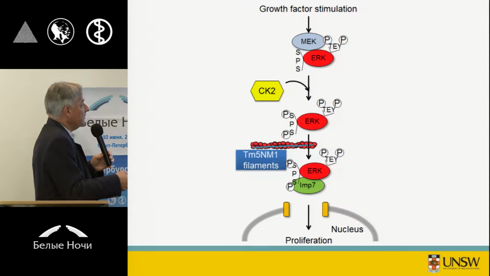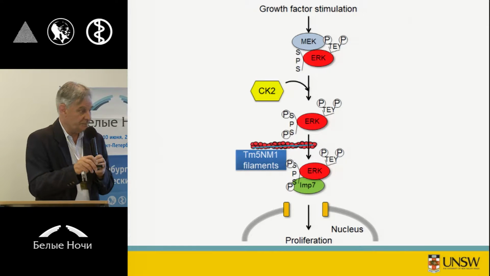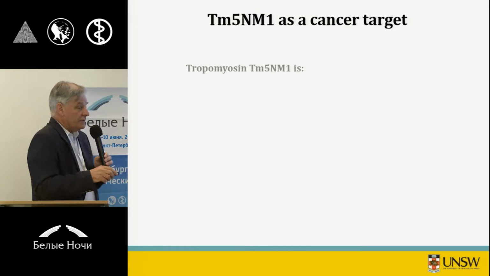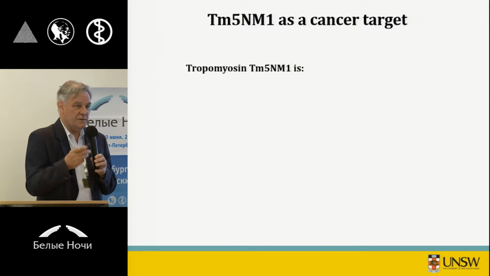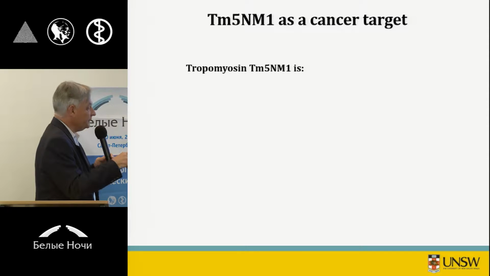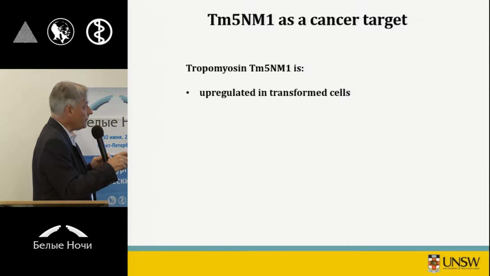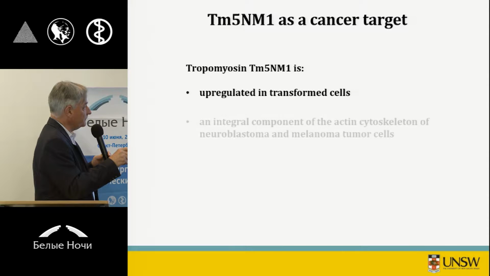What we know is therefore that at this last step, where ERK interacts with importin 7 and enters the nucleus to drive proliferation, this interaction is dependent on this particular population of actin filaments. So it occurred to us some years ago that we should think about developing drugs that attack this population of actin filaments. And the reasons really are, firstly, these actin filaments that contain this tropomyosin are upregulated in transformed cells.